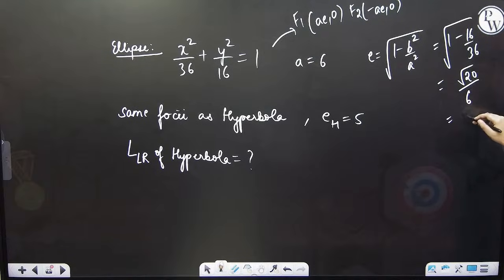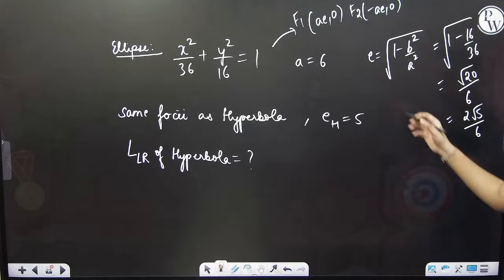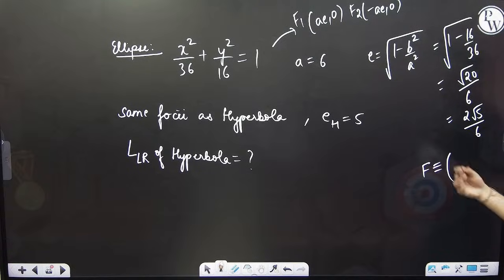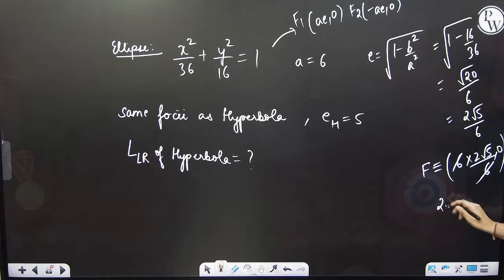Root 20 can be written as 2 root 5. 2 root 5 by 6. So this is what I'm getting. So focus coordinates of the ellipse will come out as A into E. So 6 into 2 root 5 by 6, comma 0. So that means 2 root 5 comma 0.